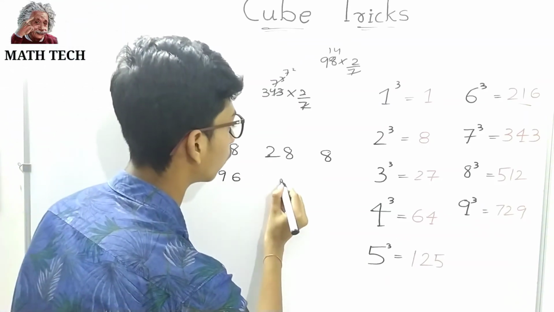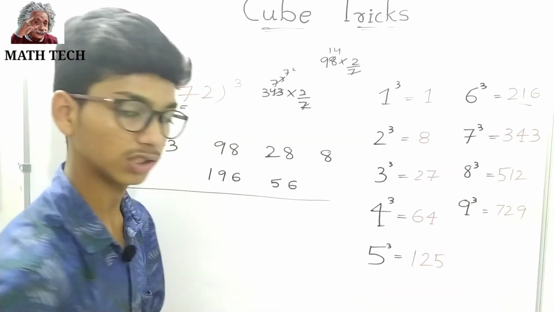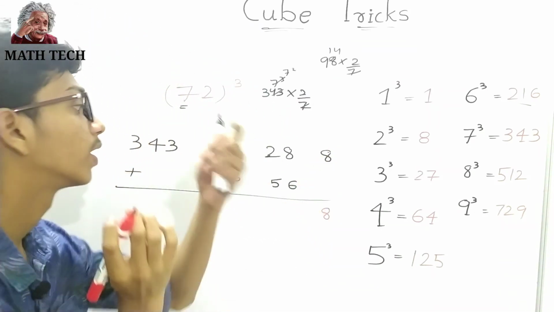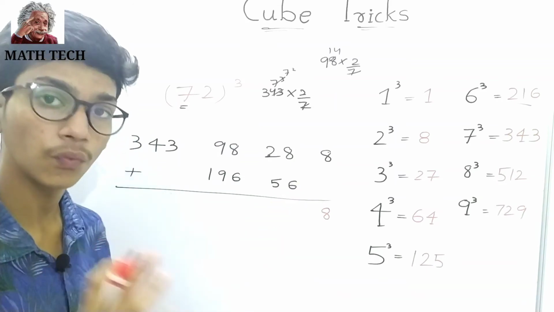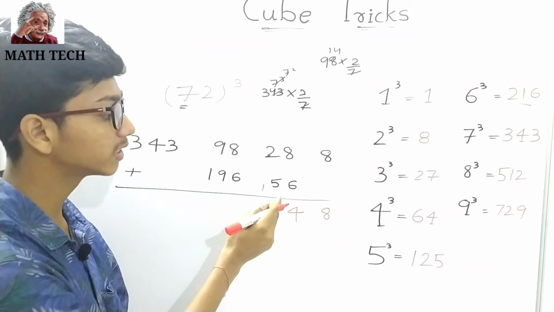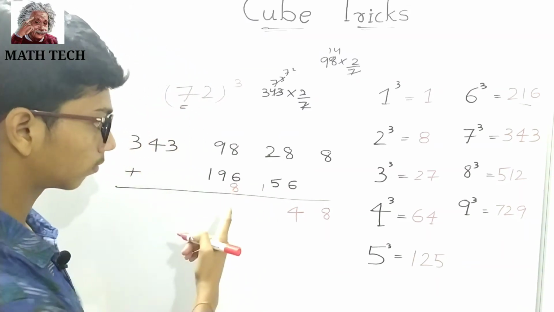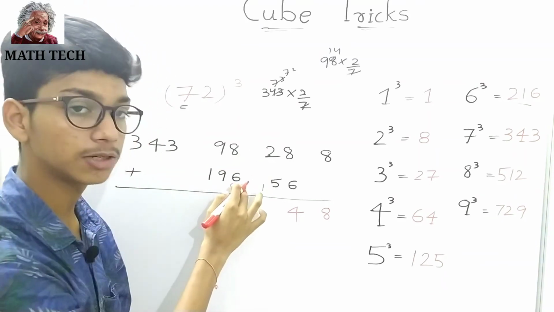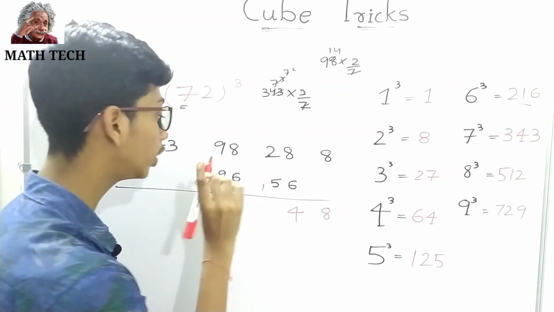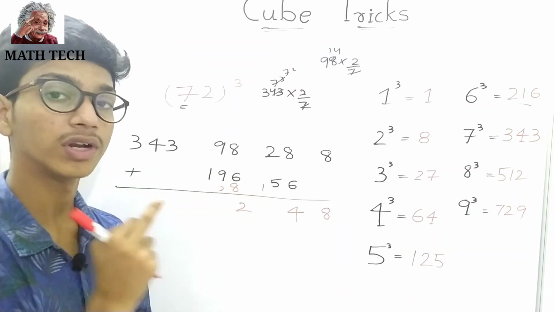Add the values. Only one digit here, so write 8. And here 8 plus 6 is 14, so write 4 here and carry 1. 2 plus 5 is 7, 7 plus 1 is 8. Write 8 here. Then 8 plus 8 is 16, 16 plus 6 is 22.